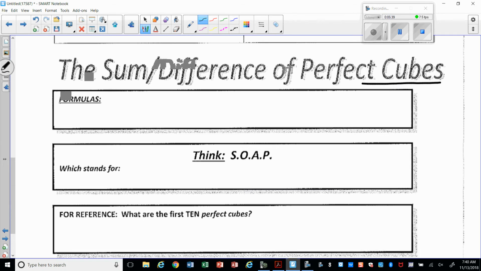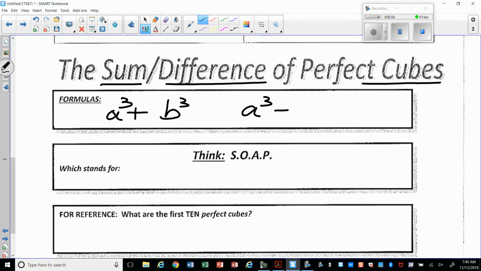You could also have perfect cubes. All right, cubes would be a to the third power and b to the third power. But this time you can have a sum where you're adding them, or you could have a difference where they are subtracted. And both of those you can factor. The trick to help us remember how to factor these is SOAP. And that has to do with the signs.